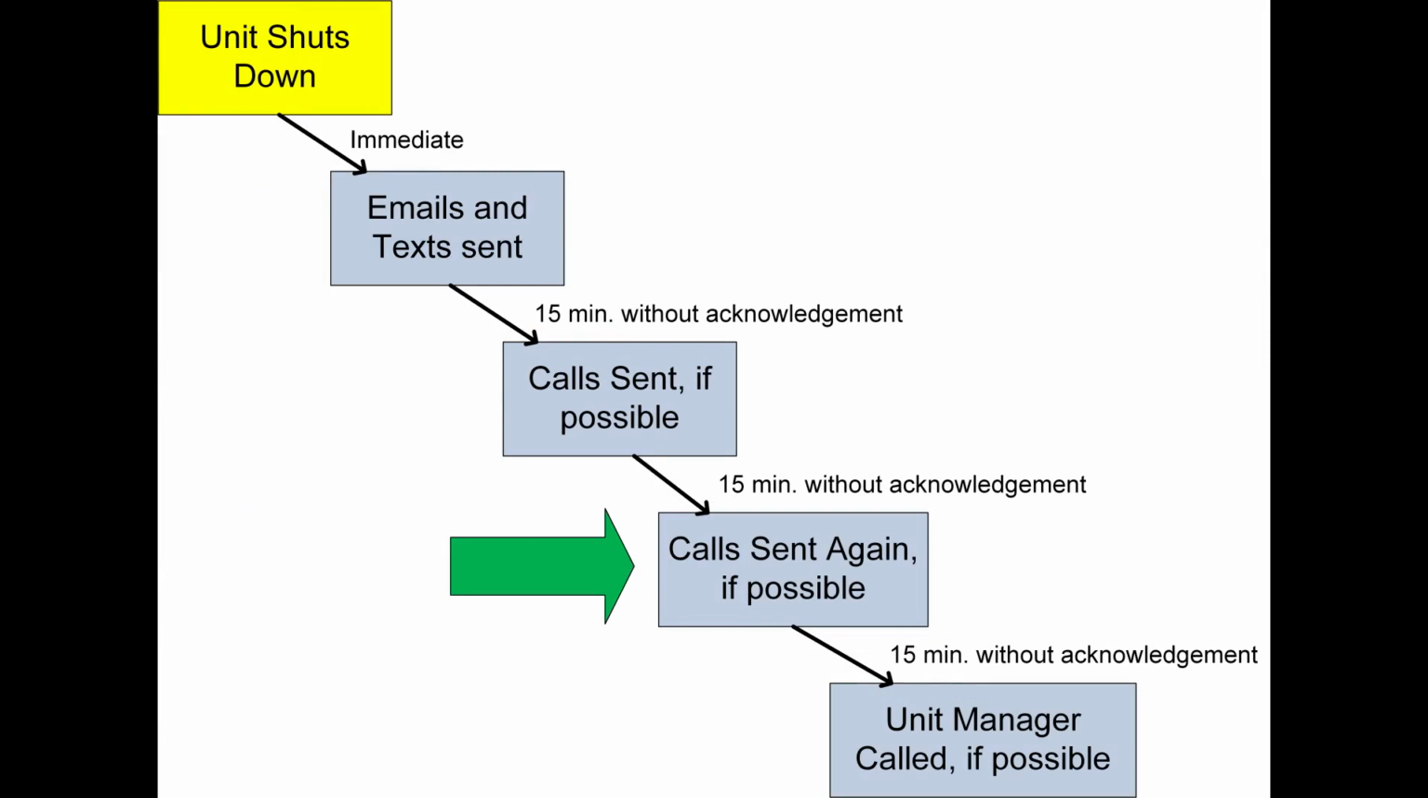If calls do go out and there still was no acknowledgement after 15 minutes, the calls will go out a second time. If a unit has a unit manager and they have calls enabled, and if no one acknowledges the alarm after 2 rounds of calls, the unit manager will be called.